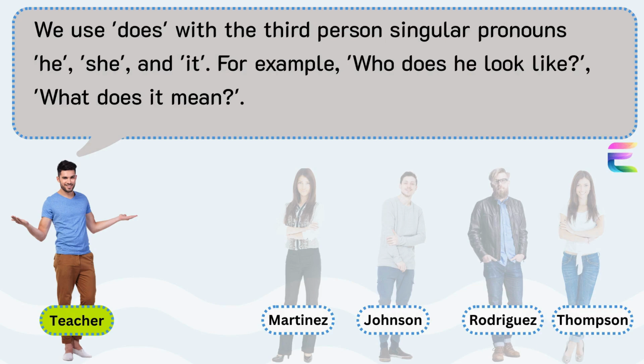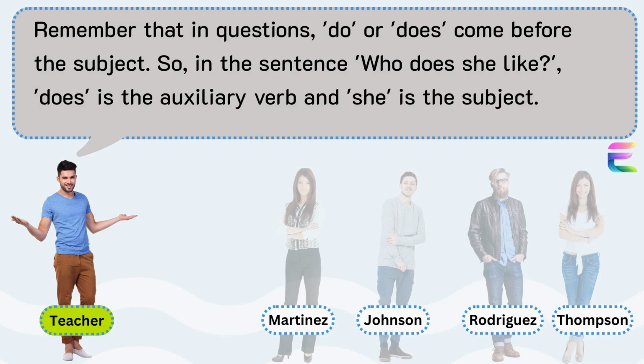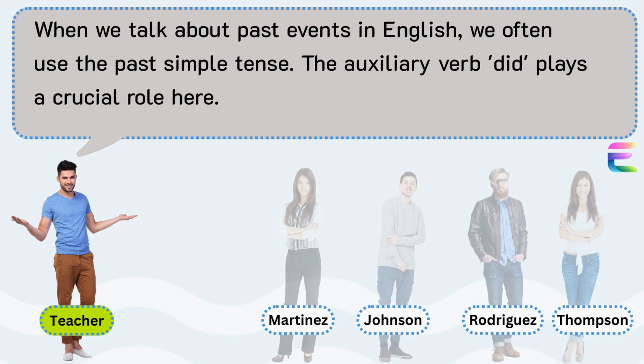We use does with the third-person singular pronouns he, she, and it. For example, who does he look like? What does it mean? Remember that in questions, do or does come before the subject. So, in the sentence, who does she like? Does is the auxiliary verb and she is the subject.